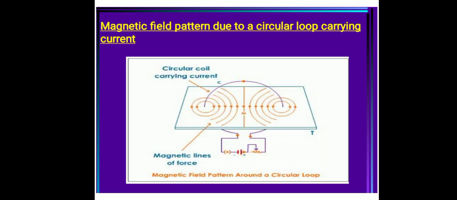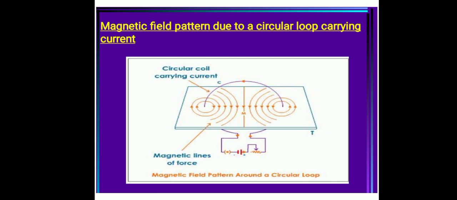Now the next point: what is the pattern of the magnetic field due to a circular loop carrying a current? Soon after Oersted's discovery of the magnetic effect of a straight current carrying wire, Ampere found that a loop of wire also had a magnetic field.